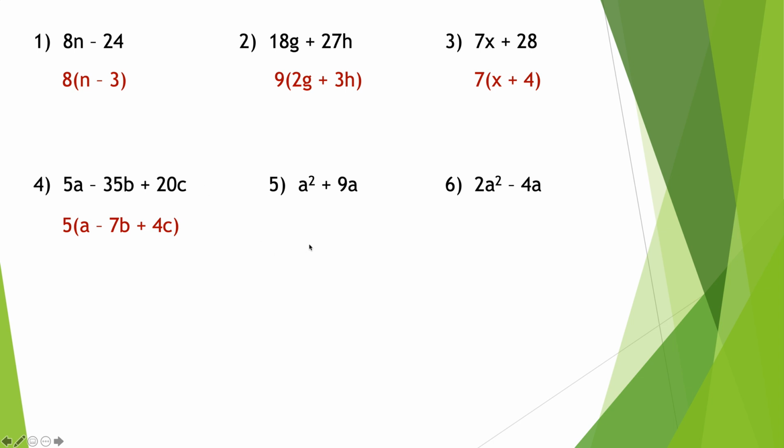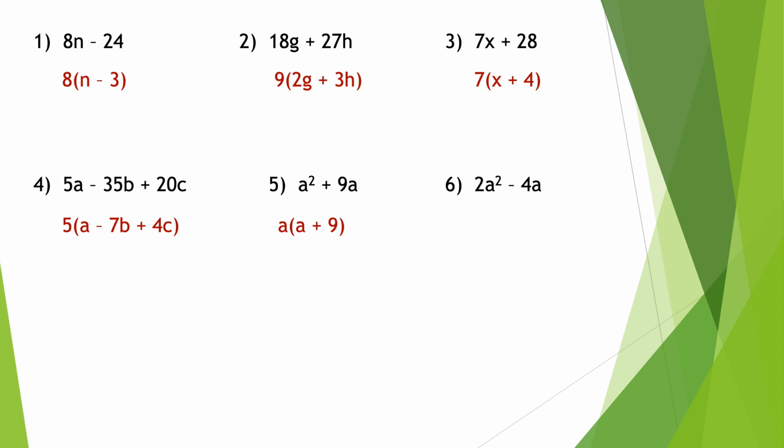Okay. Number 5 I look at, they don't share any numbers in common at all, but they do share a variable, namely a. Let's check. A squared means aa. If I take one of them on the outside, there's only one left on the inside. And 9a, I factored out or pulled out that a, that's left with 9. Let's distribute back. A times a is a squared. A times 9 is 9a. So that looks good.